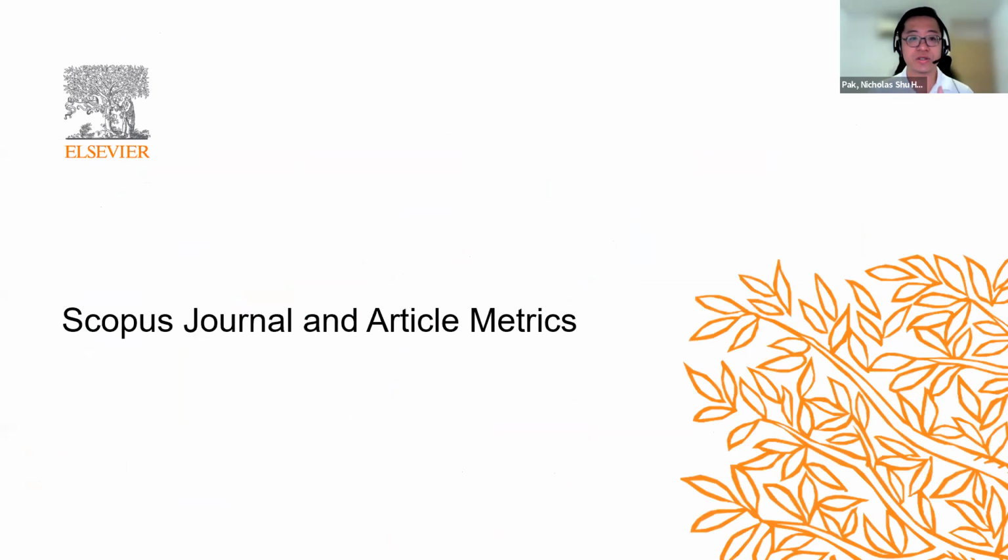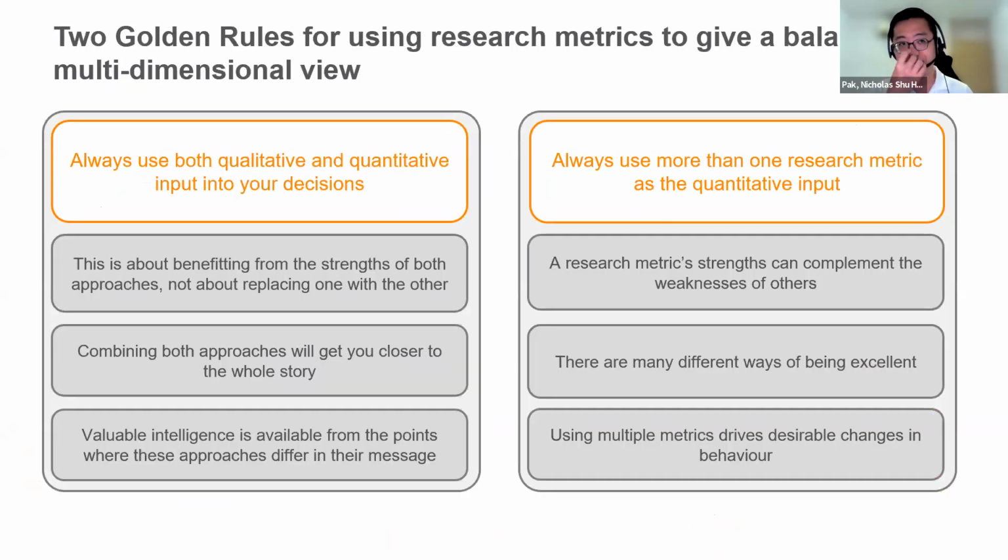Okay, but let's get to Scopus journal and article metrics, because that's what you're here for today. One thing we believe in, two golden rules, is that we need to leverage research metrics to get a balanced, multi-dimensional view of what we're looking at. Please always use both quantitative and qualitative input in your decisions, and always use more than one research metric as a quantitative input.